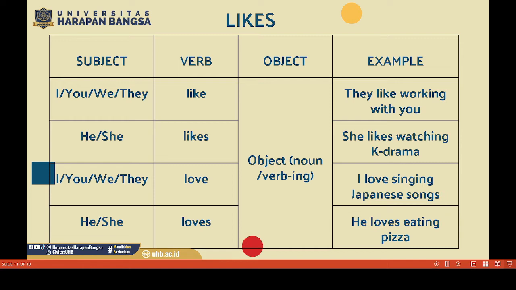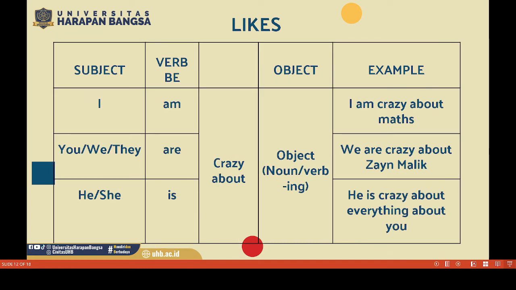verb ing. So now let's see example number 3 and also example number 4, which is I love singing Japanese songs and he loves eating pizza. Okay, now we have love and loves, and both of them are ending in gerund, which is use singing and also eating. Jadi di sini saya tidak menggunakan contoh yang noun. Tapi nanti kalau teman-teman ingin menggunakan contoh yang noun, boleh-boleh saja. Alright, so now let's all move on to another expression untuk membicarakan kalau kita suka terhadap sesuatu.